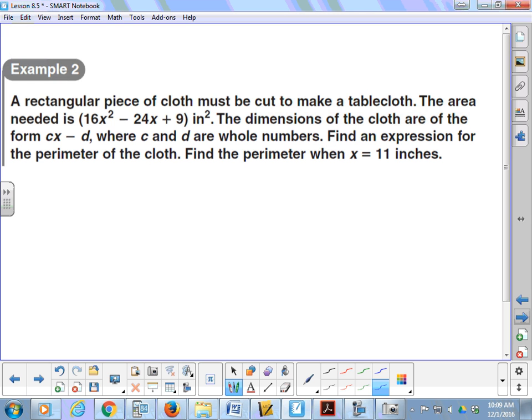Okay, a rectangular piece of cloth must be cut to make a tablecloth. The area needed is 16x squared minus 24x plus 9 square inches. The dimensions of the cloth are in the form cx minus d, where c and d are whole numbers. Find an expression for the perimeter of the cloth. That's the first thing. So we've got two things we're doing here. Find an expression for the perimeter, and then we are going to find the perimeter.